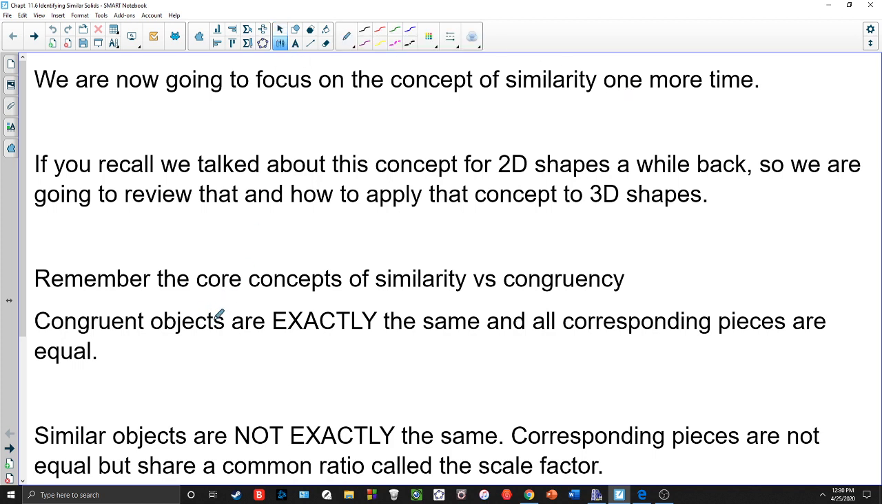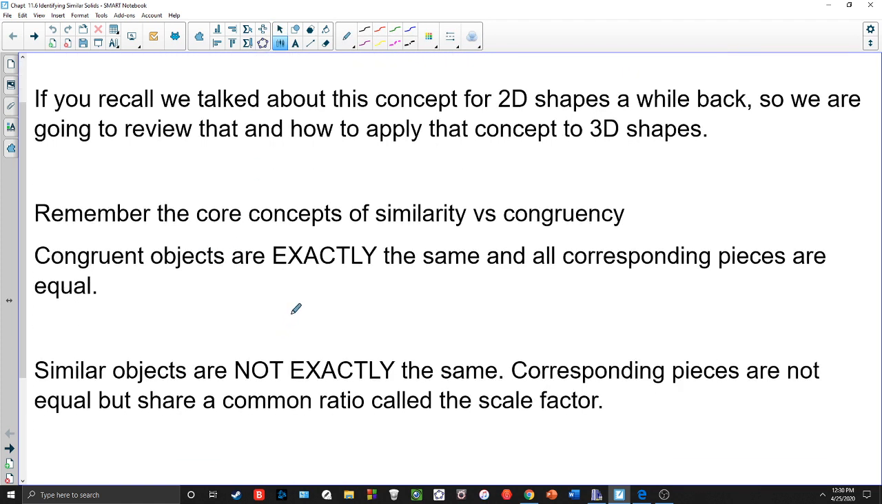Congruent shapes are shapes that have exactly the same angles, sides, pieces, everything. So all corresponding pieces are equal. Corresponding in this case is talking about pieces that serve the same function, like height to height, length to length, width to width. So in congruent shapes, all the lengths are equal to all the lengths, and all the heights in one shape are equal to all the heights in the other shape. Everything's congruent. Everything's equal.